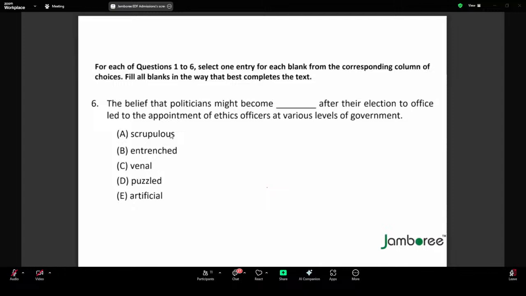Scrupulous is honest. Entrenched is get. It's probably used in more negative terms. It's like being more involved in something, but entrenched in something negative. I use it a lot that way. Venal is corrupt. Puzzled is puzzle. Artificial is fake. So venal will make more sense of the options that we have.